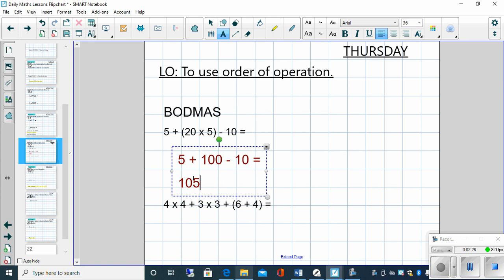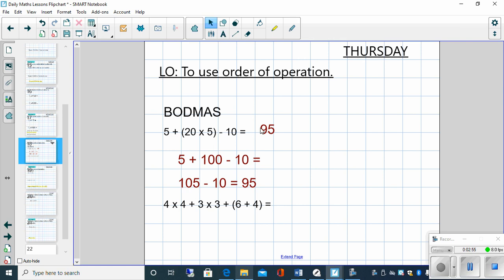So we could then write it out. Now we've done the first part of that number sentence. 105 minus 10 equals. We've done the addition. Now we've got subtraction. We've only got one part of the number sentence left to do. So 105 minus 10 is 95. So our answer to that is 95.